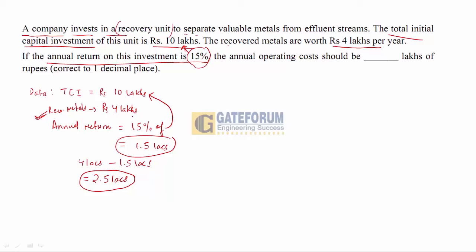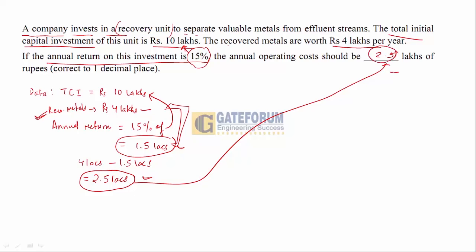So let me repeat it again. The recovered metals were worth 4 lakhs a year, but the annual return is only 1.5 lakhs. So the difference of these two must be incurred as some cost, which would be nothing but the operating cost or the maintenance cost. So the difference of these two is how much? 2.5 lakhs. So this is our operating cost. Okay, so 2.5 is our answer.